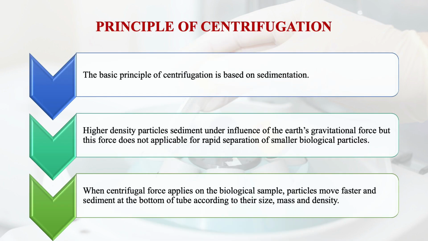When centrifugal force is applied on the biological sample, particles move faster and sediment at the bottom of the centrifuge tube according to their size, mass and density. As we know, particles differ in their size, mass and density. So large dense particles move faster as compared to less dense particles. The centrifugal force pulls the large particles away from the axis of rotation as compared to the less dense particles.